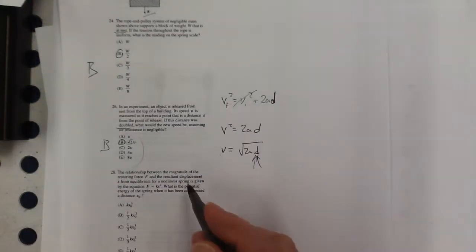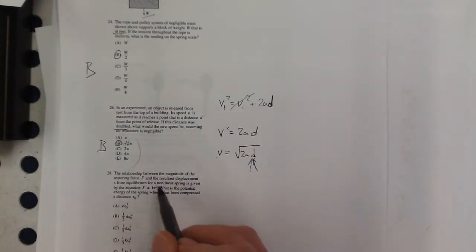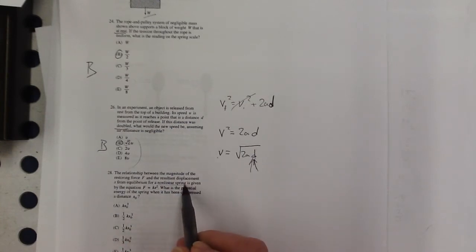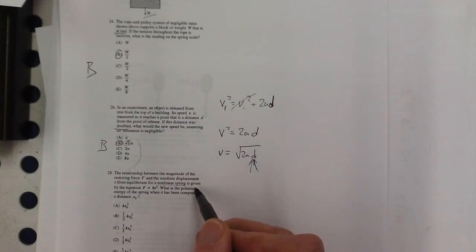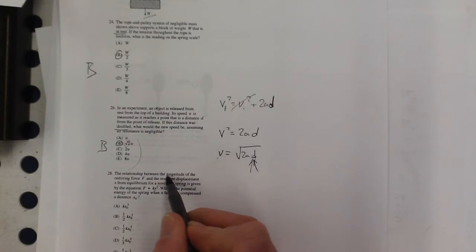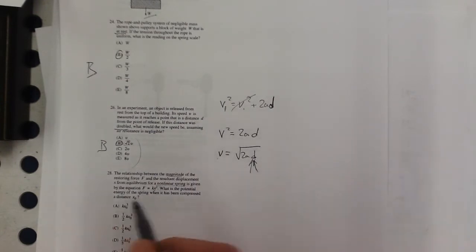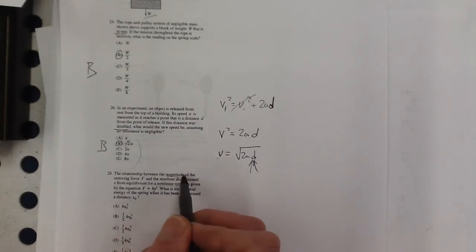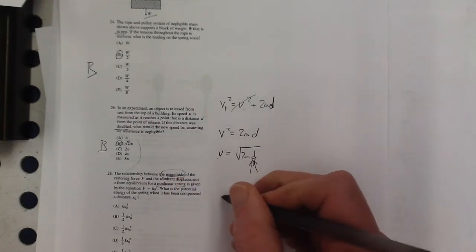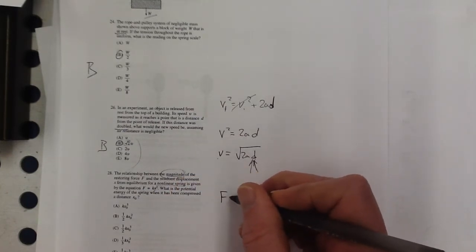The relationship between the magnitude of the restoring force F and the resultant displacement x from equilibrium for a nonlinear spring, so that means no F equals kx, is given by the equation F equals kx squared. And they say magnitude here, so if we were paying attention to directions, it would really be F equals negative kx squared, but they're just talking about the magnitude. What's the potential energy of the spring when it has been compressed a distance of x sub 0? So this is just the same. We saw this problem in a slightly different form.